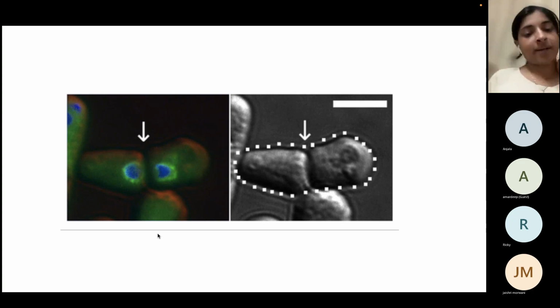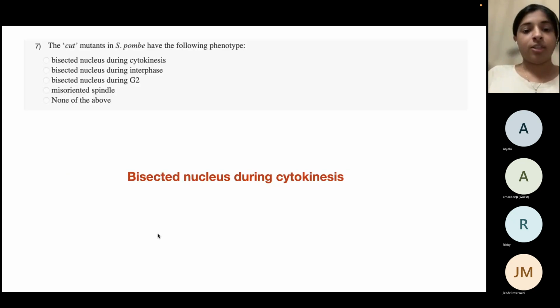So again, cut mutants often stop at this stage. They do not progress further. They're often fatal. But there are certain cases in which certain cut mutants can also grow and divide, but not for long, because they have this improper segregation of chromosomes. So it has a bisected nucleus during cytokinesis, because the septum formation only happens in cytokinesis. It does not happen in interphase or anything. Only when the septum is forming is the nucleus getting bisected into two.